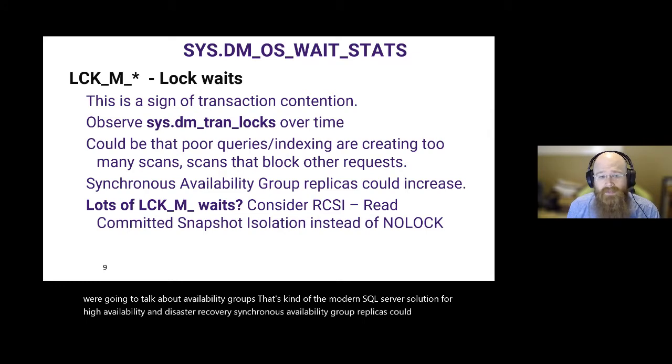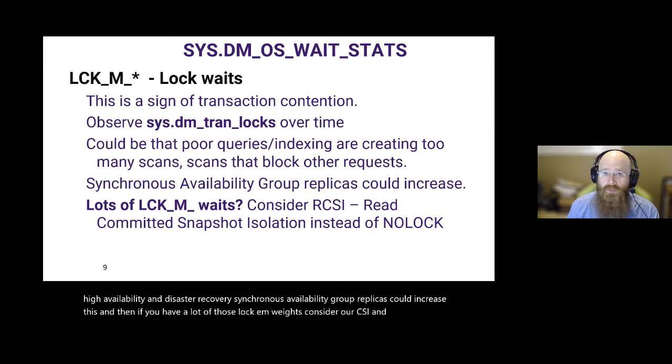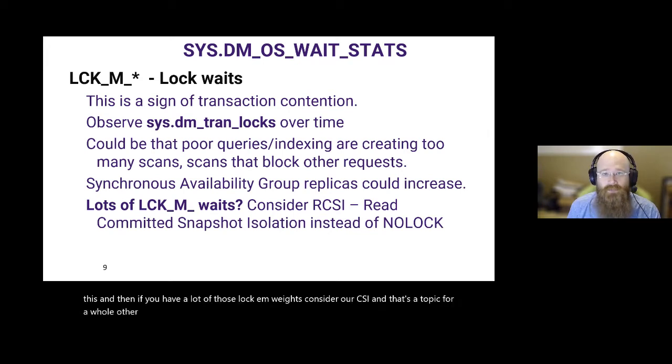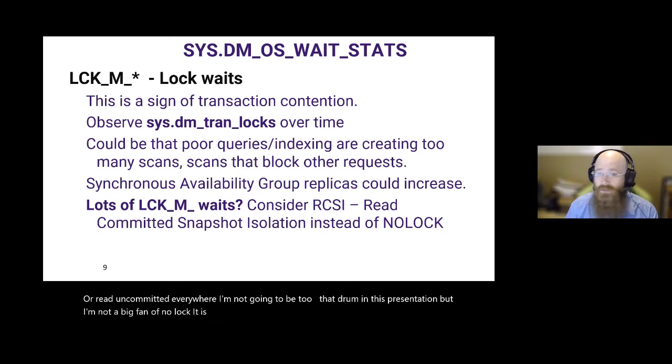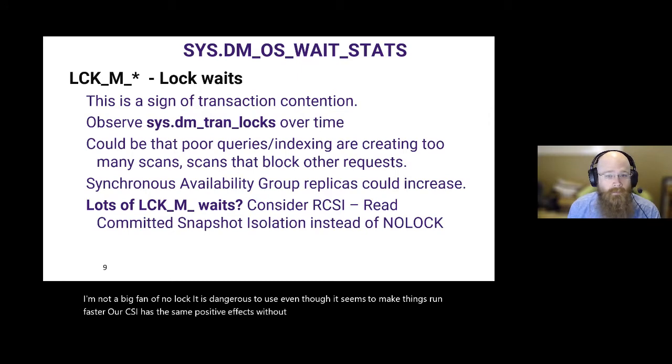And then if you have a lot of those LCK_M waits, consider RCSI. That's a topic for a whole other presentation, but read committed snapshot isolation is the enterprise way to reduce locking and increase concurrency, and that's much better and much safer than just putting NOLOCK or read uncommitted everywhere. I'm not going to bang too hard on that drum in this presentation, but I'm not a big fan of NOLOCK. It is dangerous to use, even though it seems to make things run faster. RCSI has the same positive effects without the safety problems.